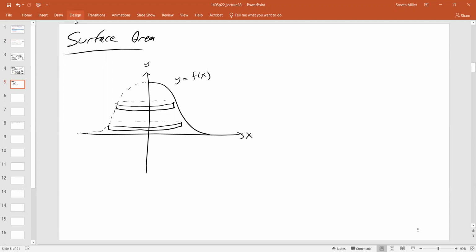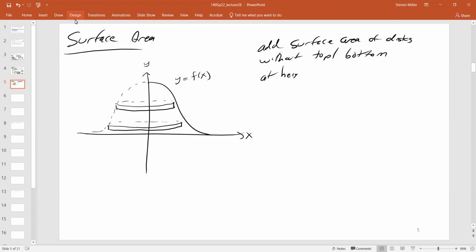Do I include the top or not? So I don't include the top. So add surface area of the disks without top or bottom. What's the radius? At height y, radius is what? It is x, which is f inverse of y. You need to invert the function.